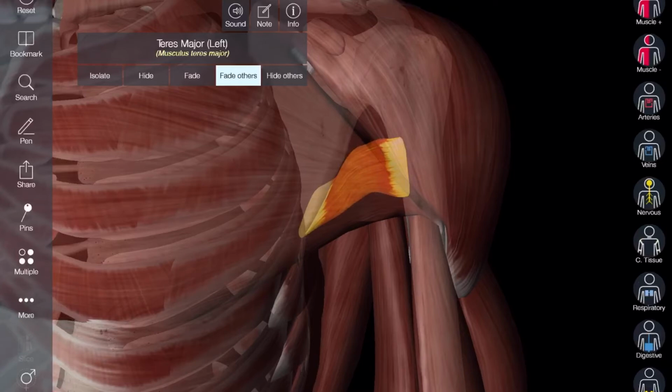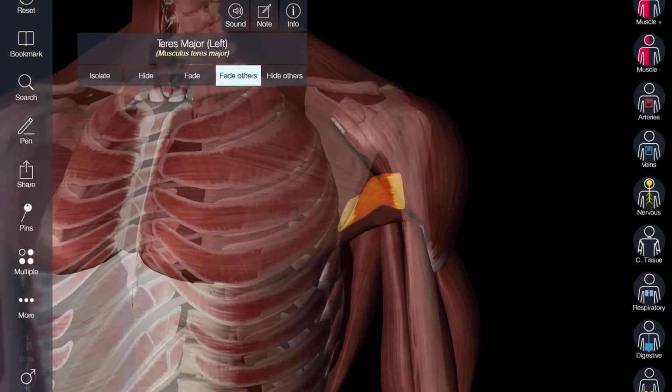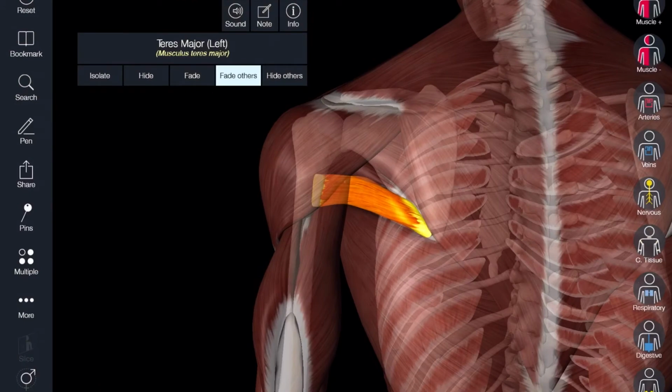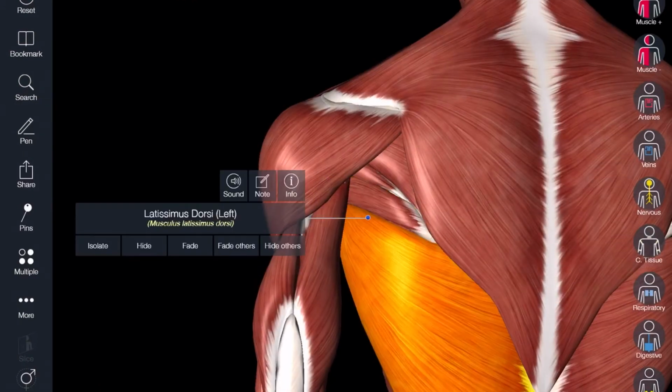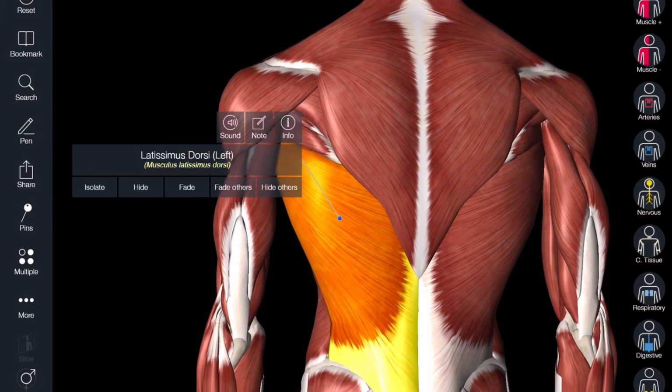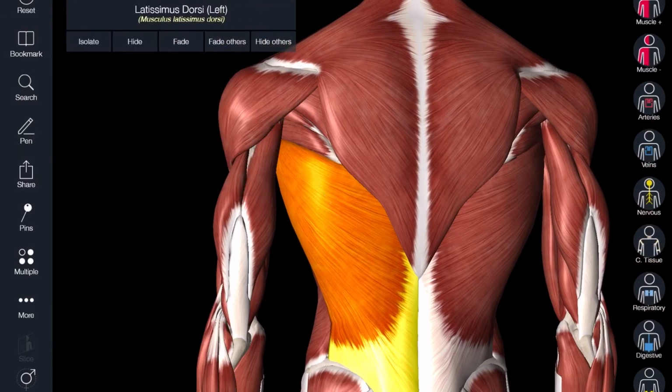Wow, those three actions sound familiar, don't they? Medial rotation of the arm at the shoulder, adduction of the arm at the shoulder, and extension of the arm at the shoulder. Those are the exact same three actions as what muscle? Anyone? Latissimus dorsi. So that's why I call it a helper muscle to latissimus dorsi, because it has the same three actions on the shoulder. Latissimus dorsi, of course, much stronger.